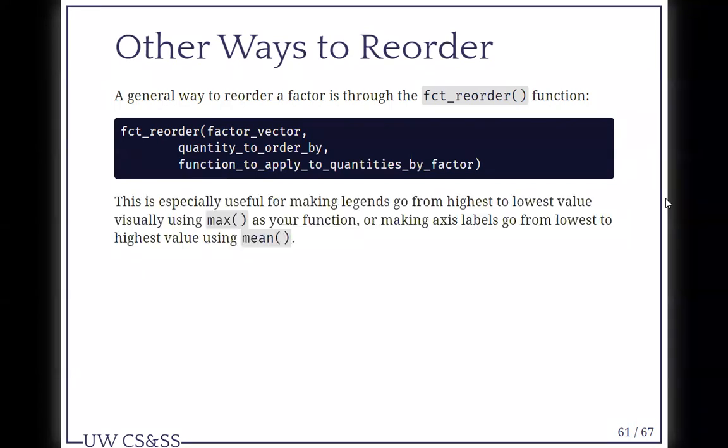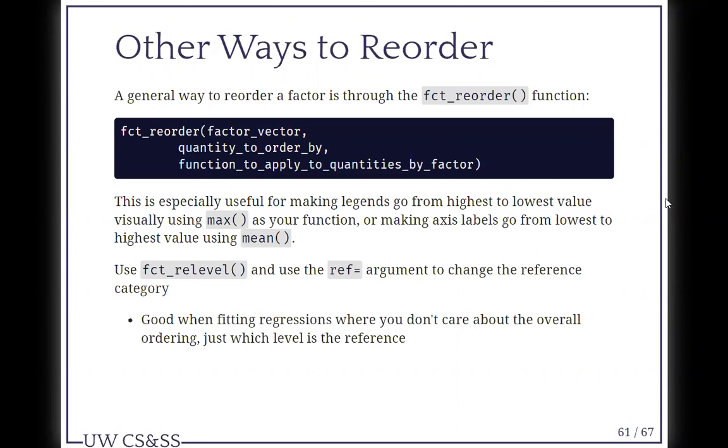Here's an example. This is especially useful for making legends go from highest to lowest value visually using the max as your function, or making axis labels that go from lowest to highest value using mean.